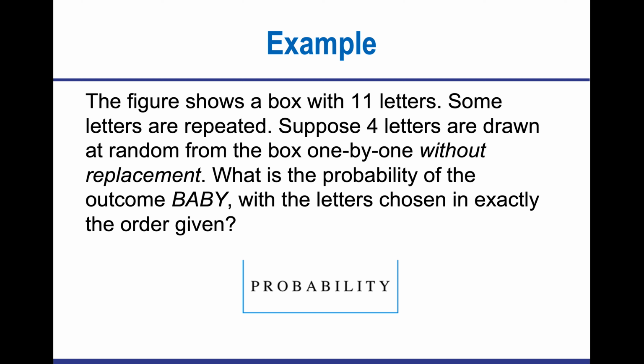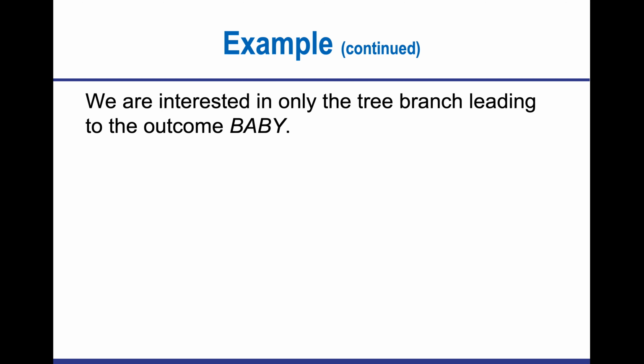In this figure, I have a box with 11 letters. Some letters are going to be repeated. If I take four letters drawn at random one by one without replacement, what is the probability of getting the outcome BABY with the letters chosen exactly in that order? I'm only looking at the tree branch that leads to this outcome. So I'd have to select a B, then an A, then a B, then a Y.